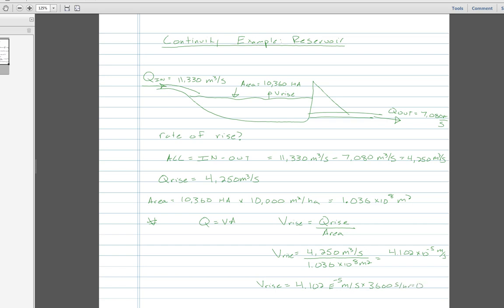And that is 0.148 meters per hour. In other words, it's going up at 14.8 centimeters per hour as a result of the difference between the flow rate in, which is large, and the relatively smaller flow rate out. And that's how we can calculate the rate of rise in the case of a reservoir.